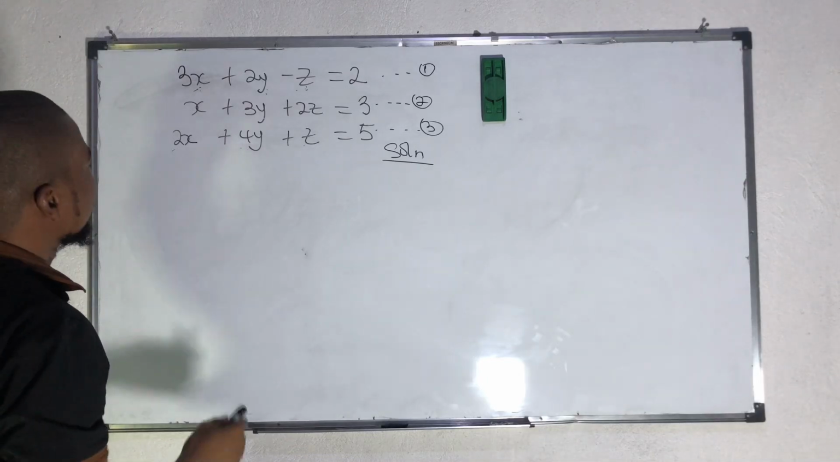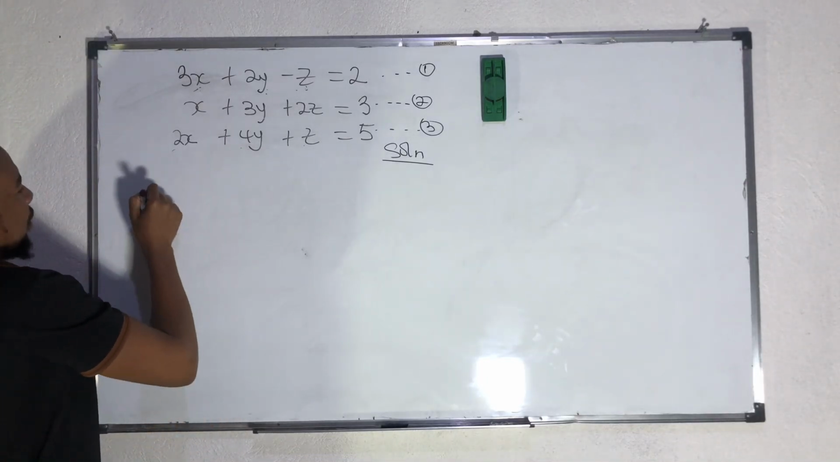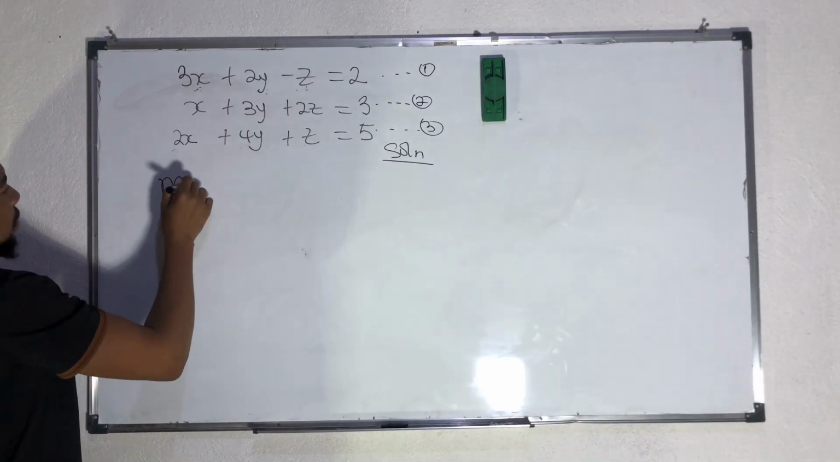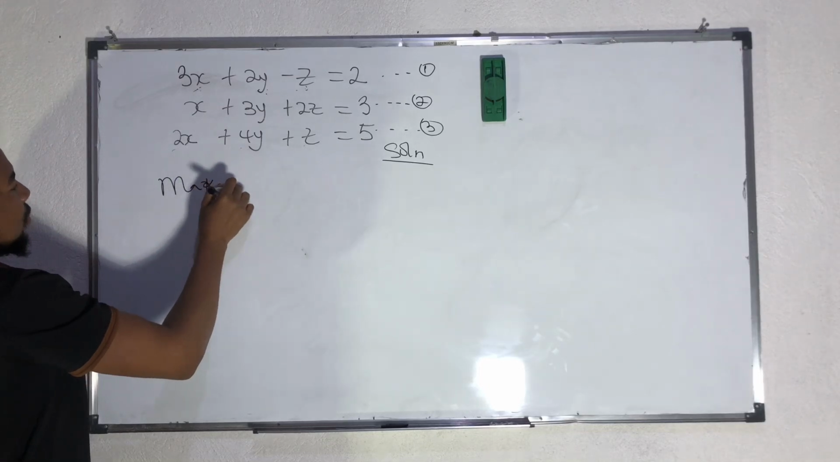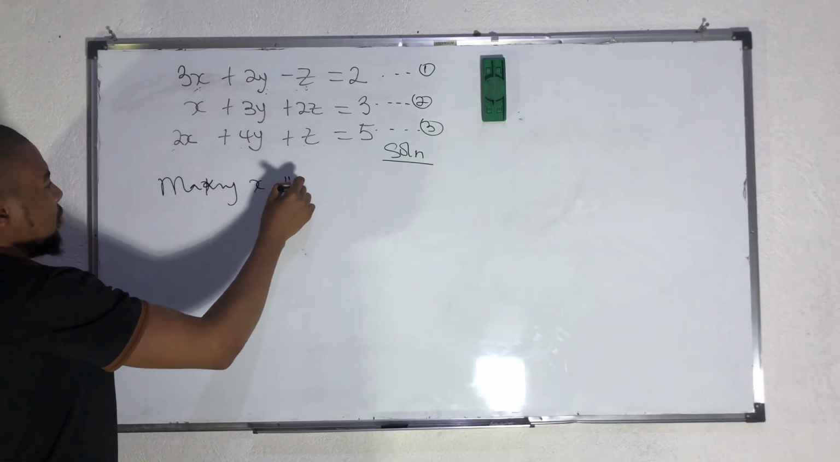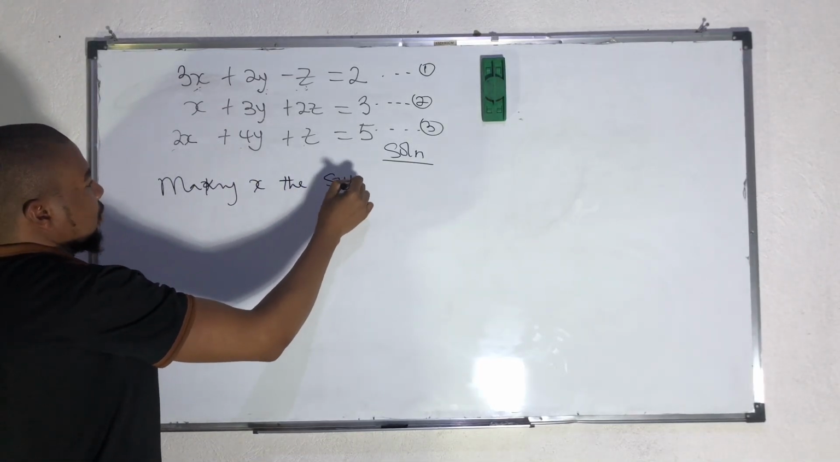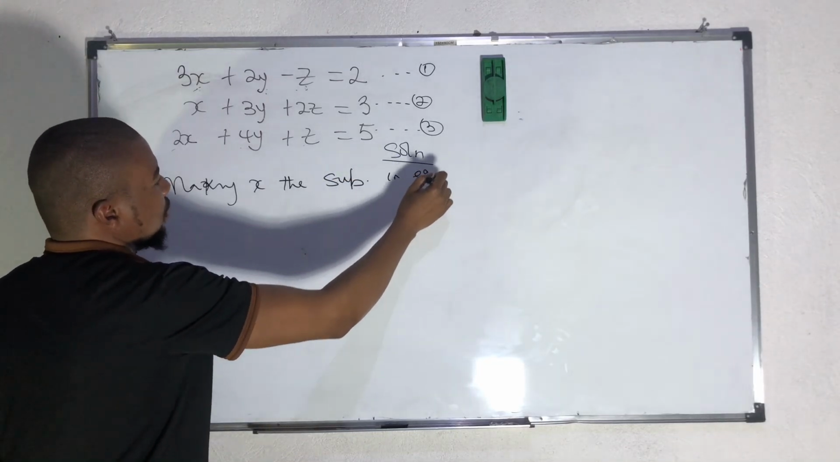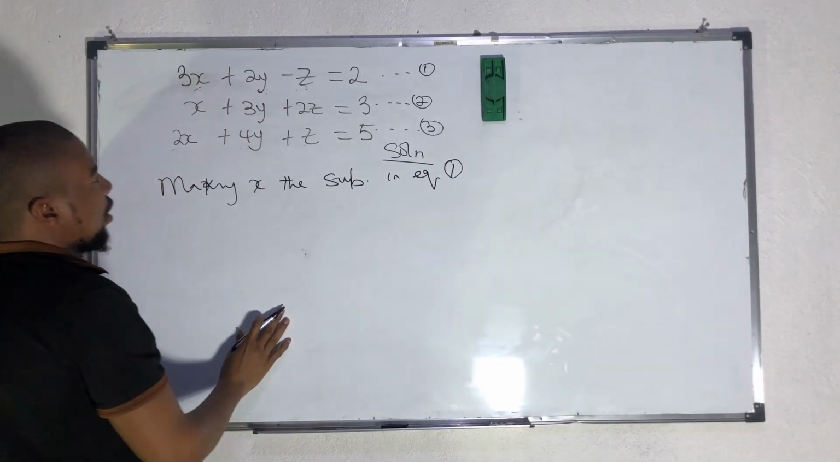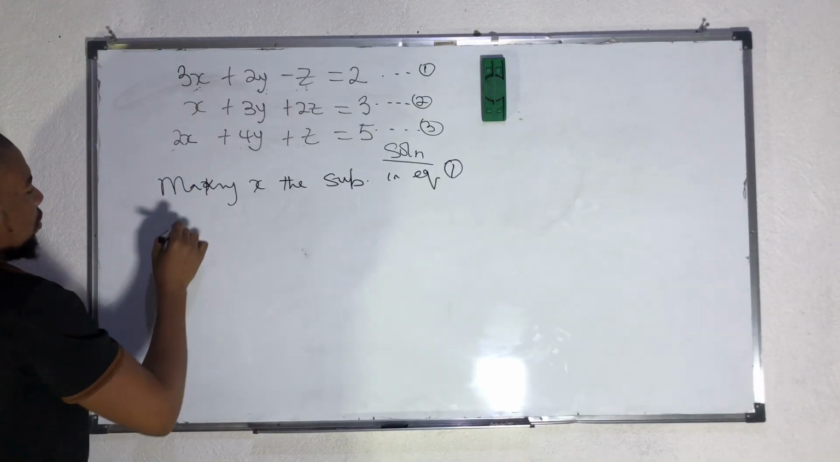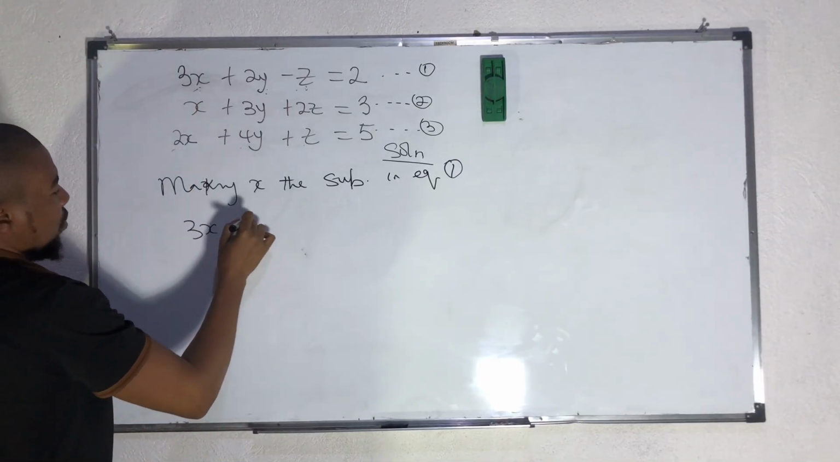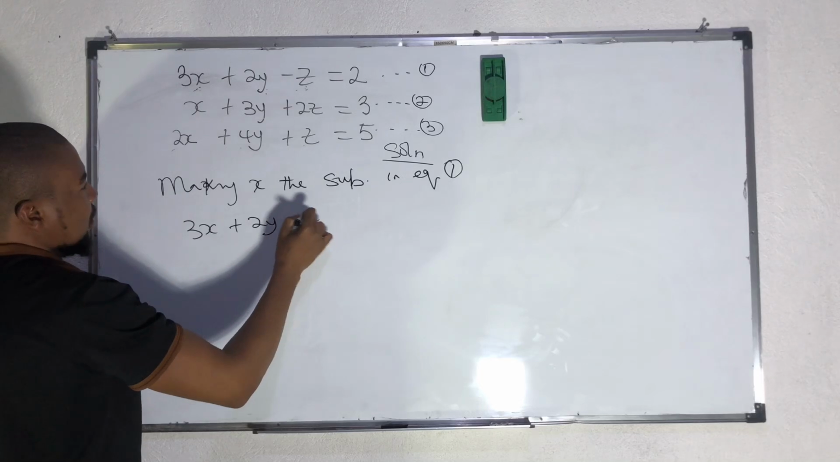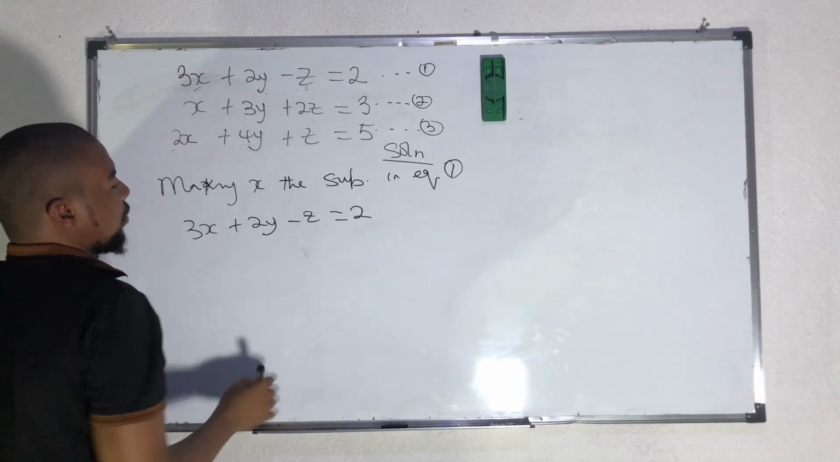How do we do that? I will say making x the subject, this is our subject in equation 1. Okay, so I'm going to copy equation 1 down. What do we have? 3x plus 2y minus z is equal to 2.